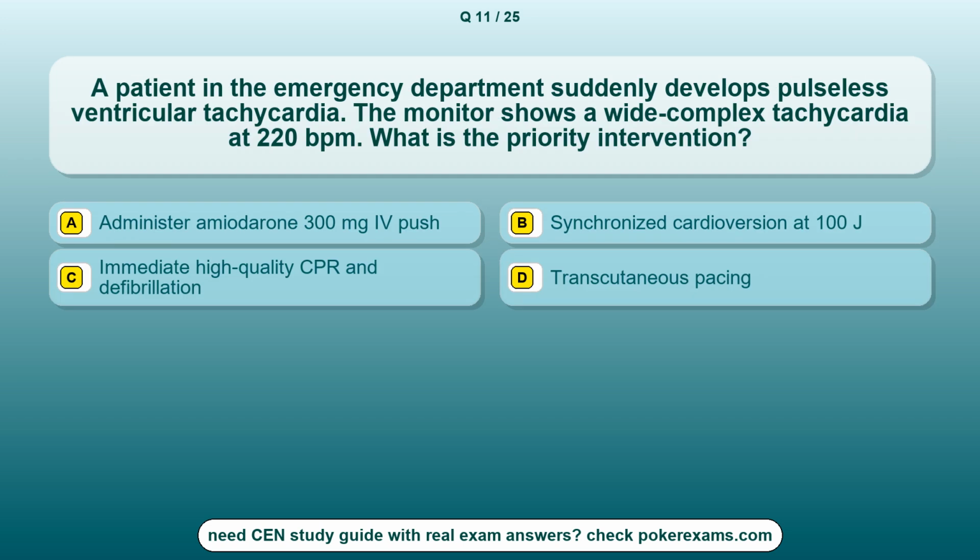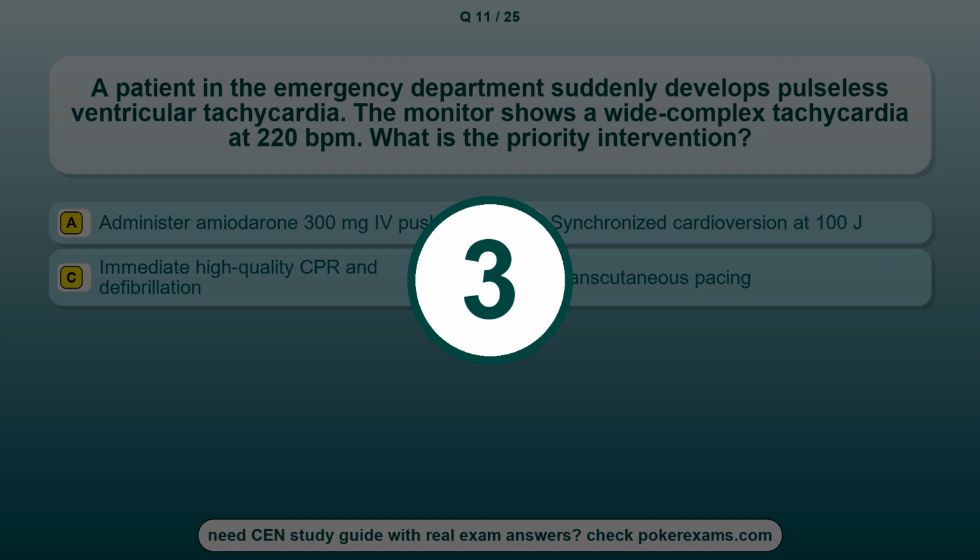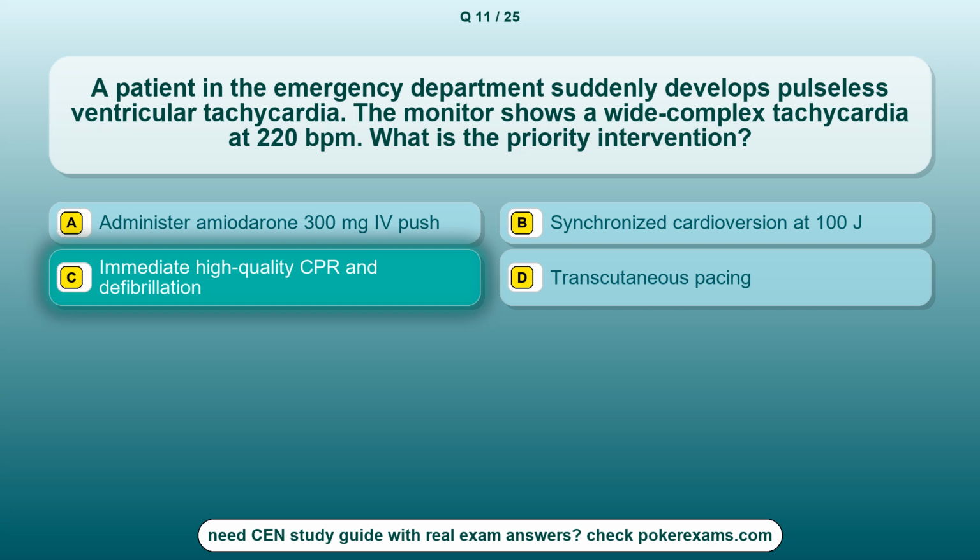Question 11. A patient in the emergency department suddenly develops pulseless ventricular tachycardia. The monitor shows a wide complex tachycardia at 220 bpm. What is the priority intervention? Option A, administer amiodarone 300 mg IV push. Option B, synchronized cardioversion at 100 J. Option C, immediate high-quality CPR and defibrillation. Option D, transcutaneous pacing. The correct answer is option C, immediate high-quality CPR and defibrillation.